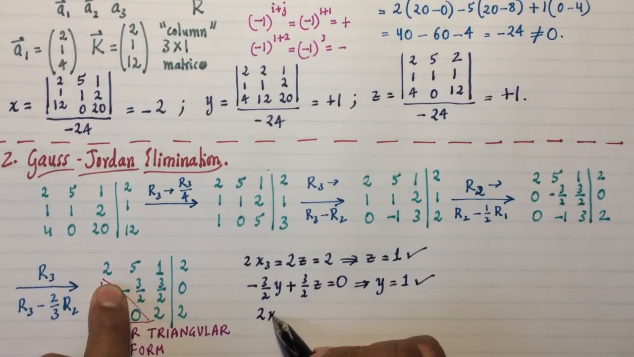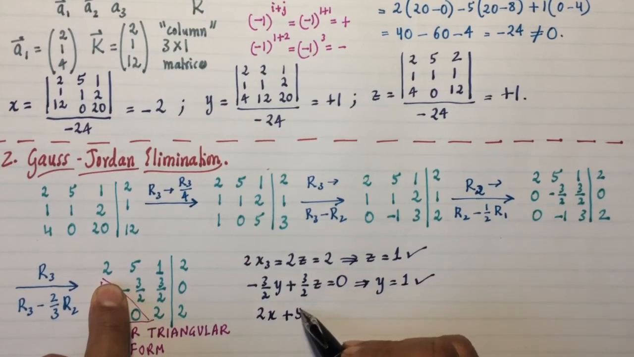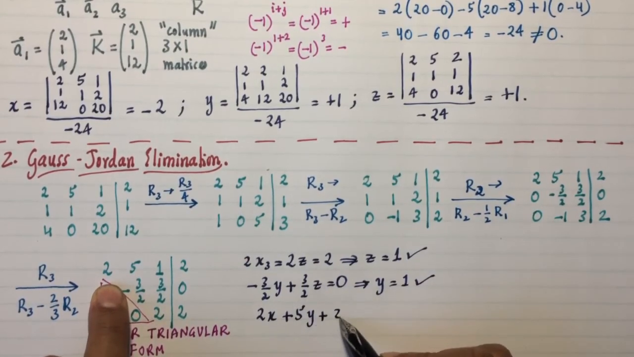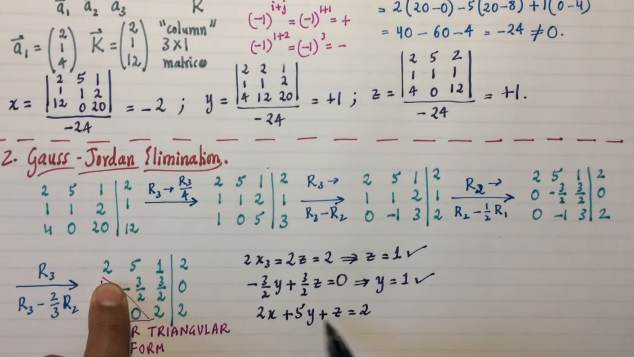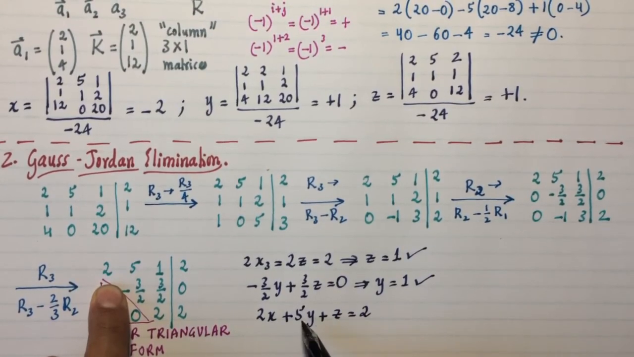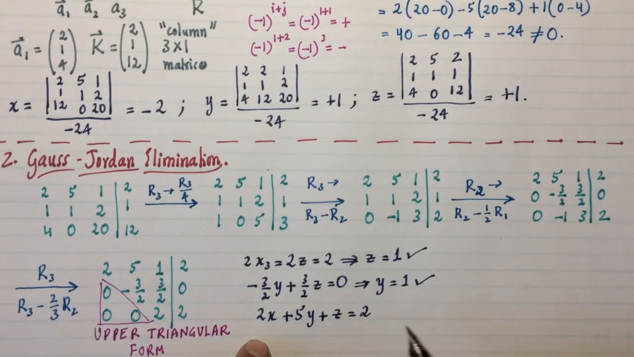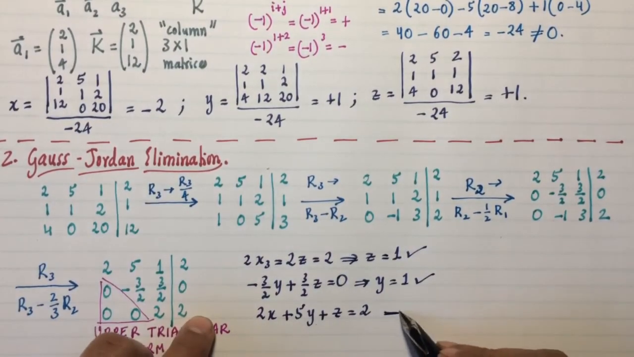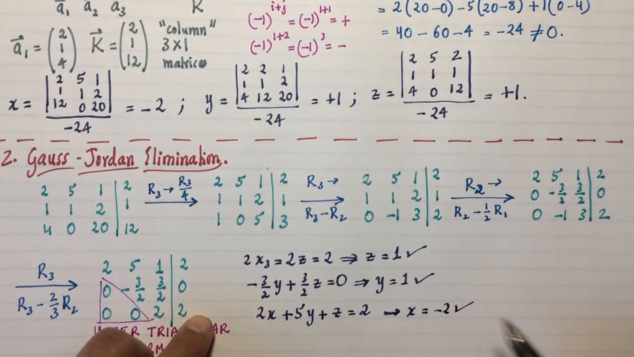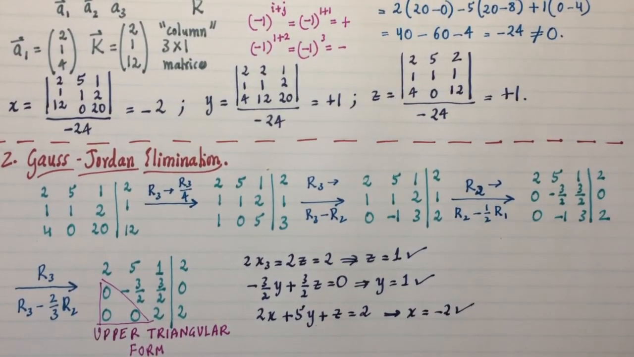So that's 2x plus 5y plus z equals 2. Now remember, y and z are both 1, so that's going to be 6. So 6, if I take it to the other side, it's going to be minus 4, and minus 4 divided by 2 is just minus 2. In this way, we get the same results as Cramer's rule.